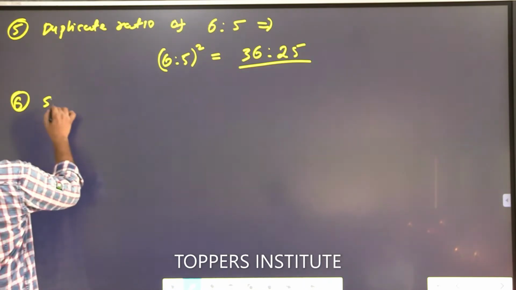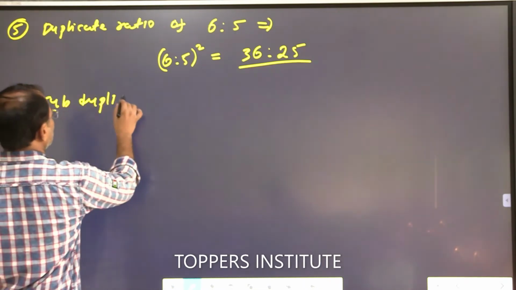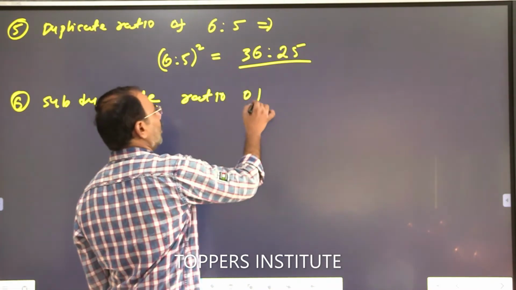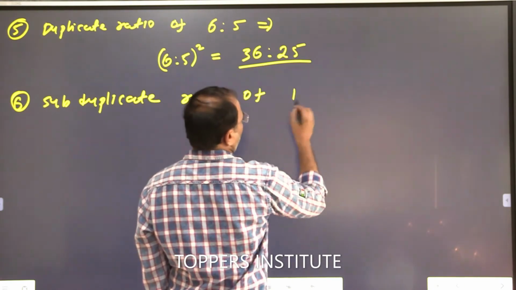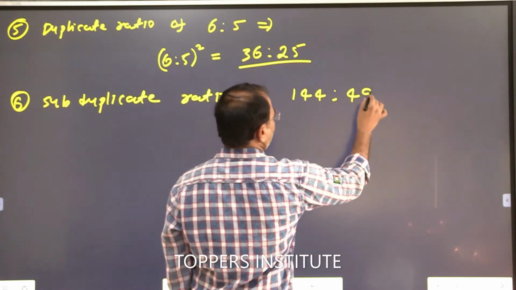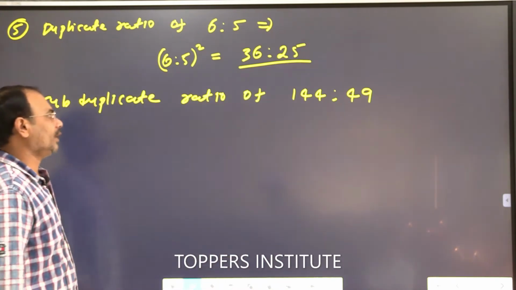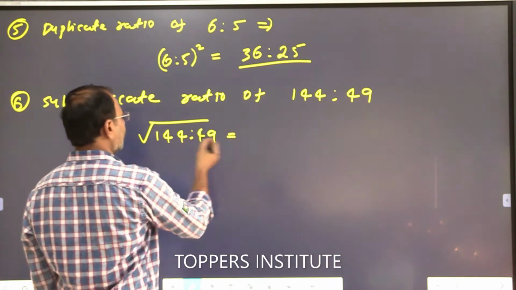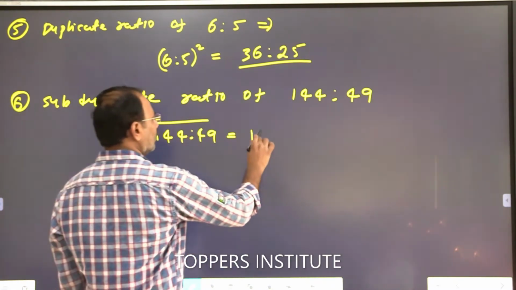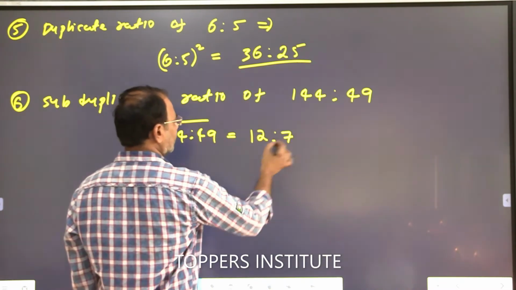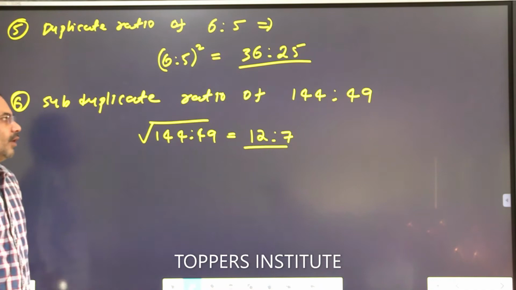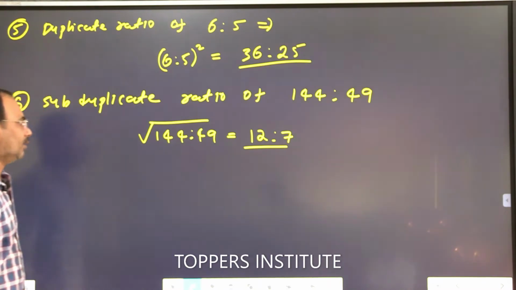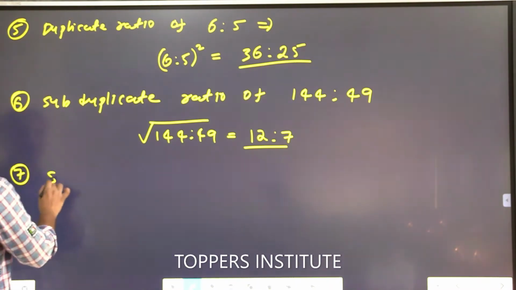Next one, subduplicate. You need not practice these questions, these are very simple questions. Subduplicate ratio of 144:49. Subduplicate ratio means we take the square root. Square root of 144:49. What is the square root of 144? 12, and the square root of 49 is 7. So 12:7. Of course you know very well, 144 is nothing but 12 square, 49 is nothing but 7 square. So 12:7.